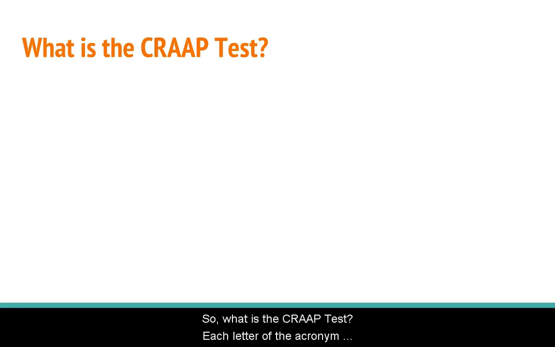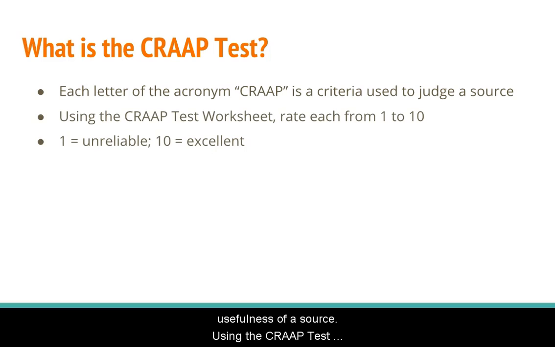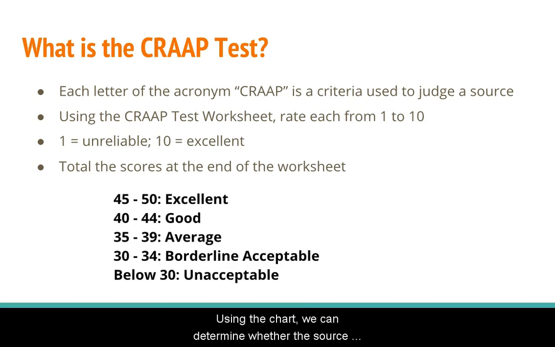So, what is the CRAAP test? Each letter of the acronym CRAAP represents a key criteria for judging the usefulness of a source. Using the CRAAP test worksheet, you will rate each of these criteria on a scale from 1 to 10, with 1 meaning the source is unreliable and 10 meaning it is excellent. At the end of the worksheet, you'll total the scores. Using this chart, we can determine whether the source is useful or not.